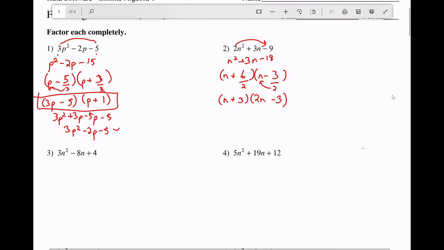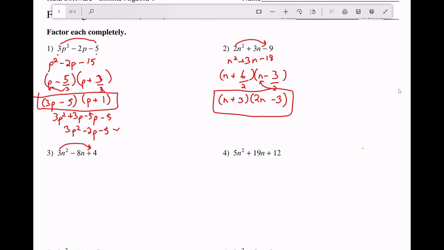Then, of course, you can always check to make sure. I'm not going to do that because I'm that good. All right. Now, number 3. Let's take a look at it. So, again, I'm going to slip the 3, the a, the one that's in front of the variable squared, into the 4.